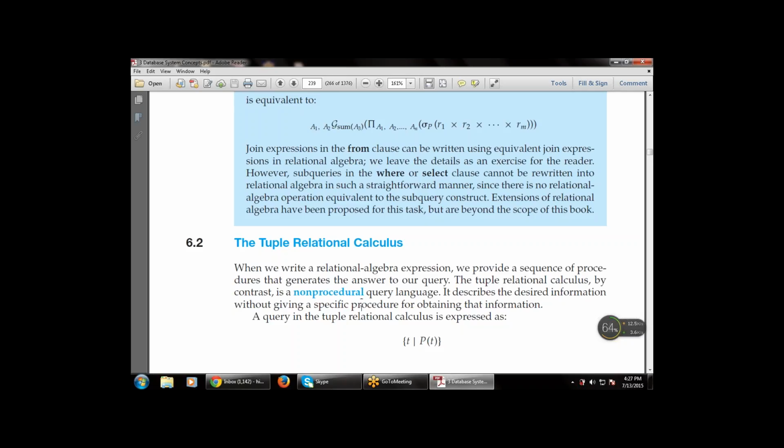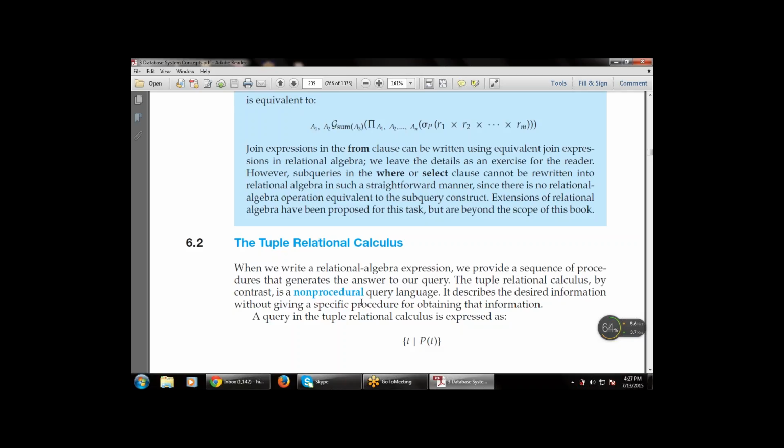It describes the desired information without giving a specific procedure for obtaining that information. That is, it obtains the desired information without giving any specific procedure for obtaining it.